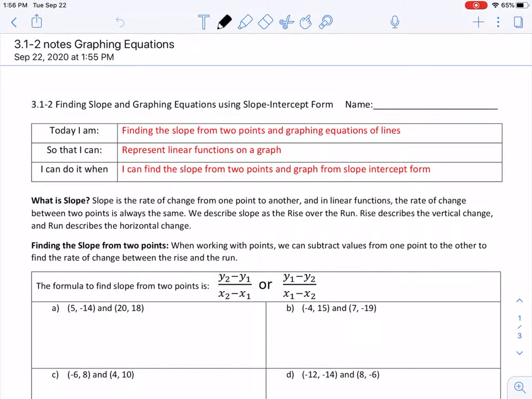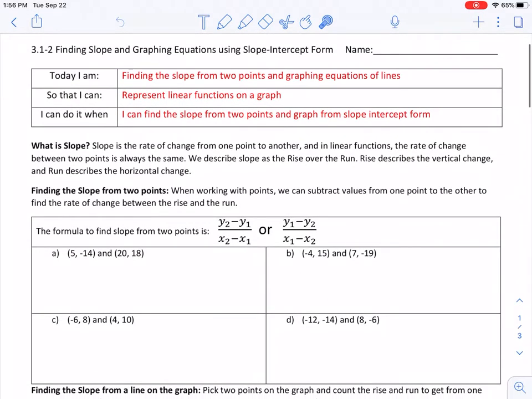3.1 and 3.2 notes. We're going to be talking about finding the slope from 2 points as well as graphing equations from slope-intercept form and graphing them on a line. We'll be doing that so that we are able to represent linear functions on a graph. And you can do it when you're able to find the slope from 2 points and graph from slope-intercept form, be able to graph a line.